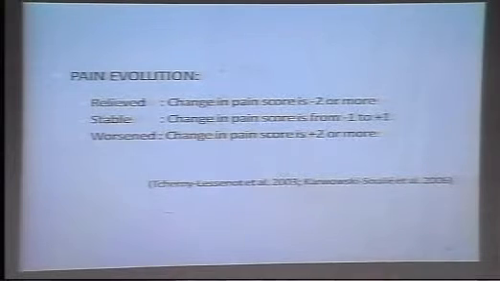And we also assessed the pain evolution upon discharge, and we adapted the classification used by two previous studies, where if the change in pain score is -2 or more, pain is considered relieved. -1 to +1, the pain is considered stable. And if the change in pain score is +2 or more, the pain is considered worsened.